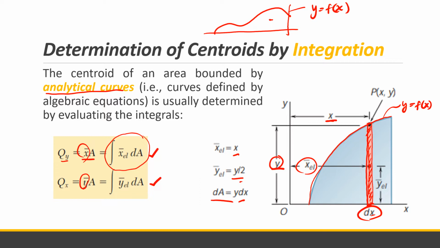So pag na-substitute na natin yung appropriate na values ng x el, y el, and dA in terms of x and y, in that way ma-perform na natin yung integration. So this is a single integration. So meron ding double integration, no? But sa topic na to is we will only be using single integration. So pag na-substitute mo na yung appropriate na values, mapo-perform mo na yung integration and makukuha mo na yung values ng centroid.